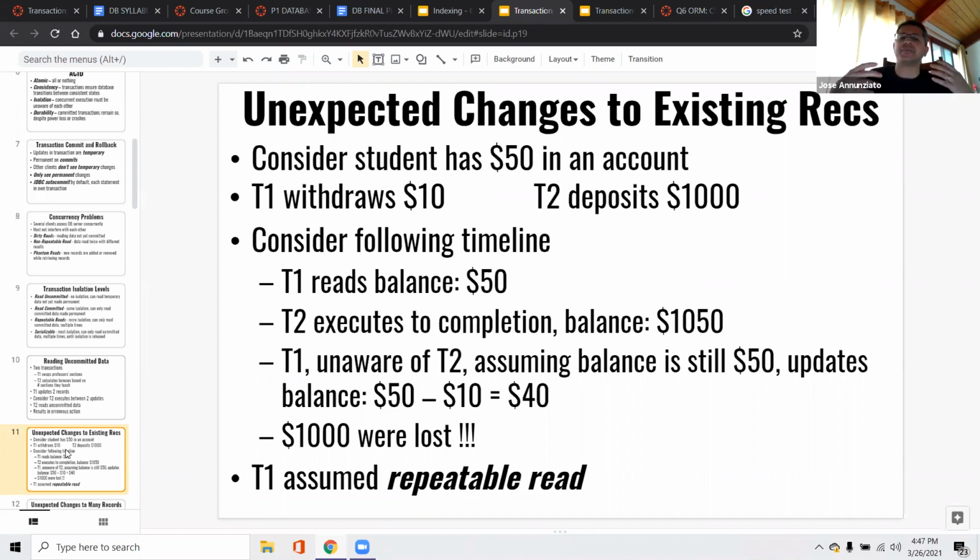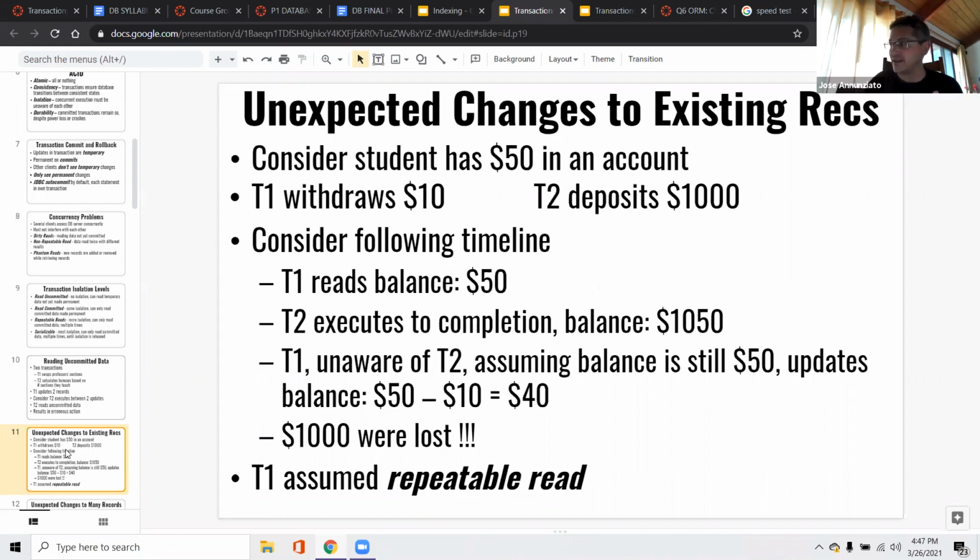So for instance, you have a student that has $50 in their account, and that's what their parents deposit in there for them to buy food and whatnot. So what happens if the student goes in and wants to withdraw $10 from their $50 in the account? As they're withdrawing, at the same time, their parents are depositing in that same account. They deposit every month $1,000. And so T1 reads $50. They read the $50 in the account, and then it makes the logic.